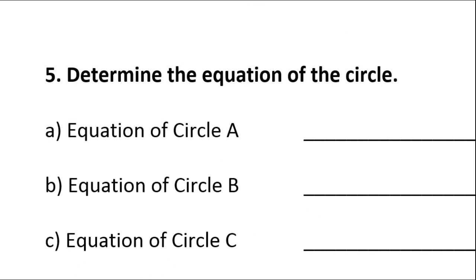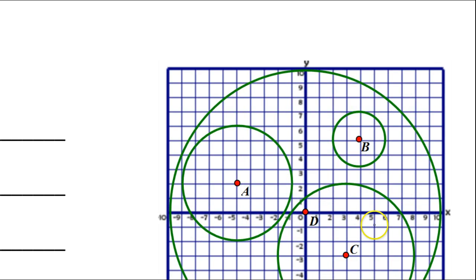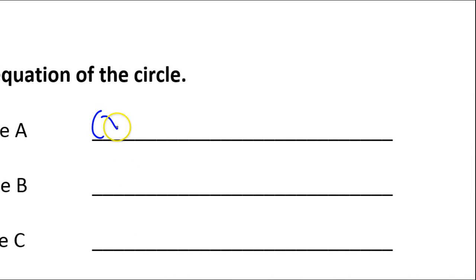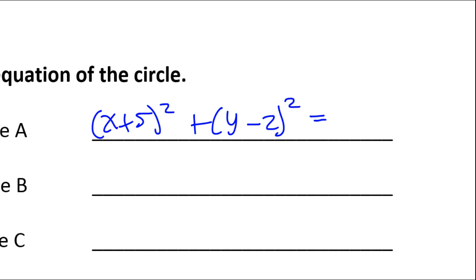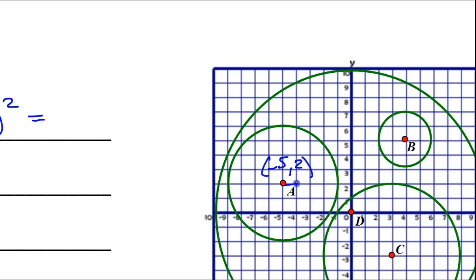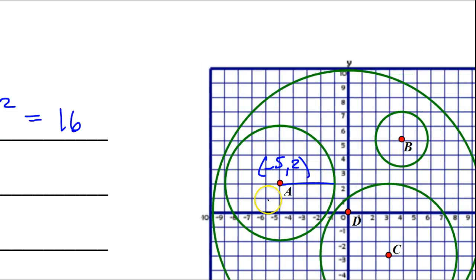All right, looking at circle A for problem number 5. We need the equation of this circle. But look, the center is negative 5, 2. So from that, we get x plus 5 squared, and then y minus 2 squared. So then the radius is 4. So that means this is going to be 16. How do you get 16? The radius? Right, the radius was 4, and then we squared that.